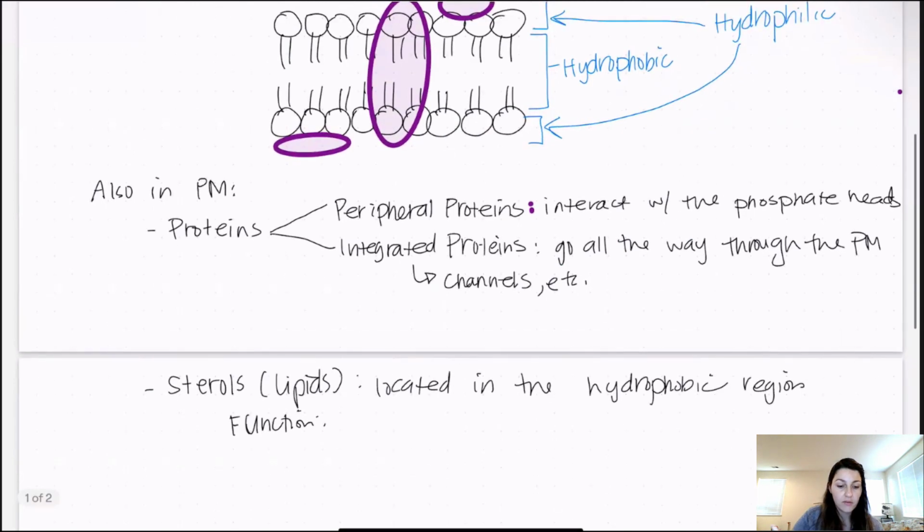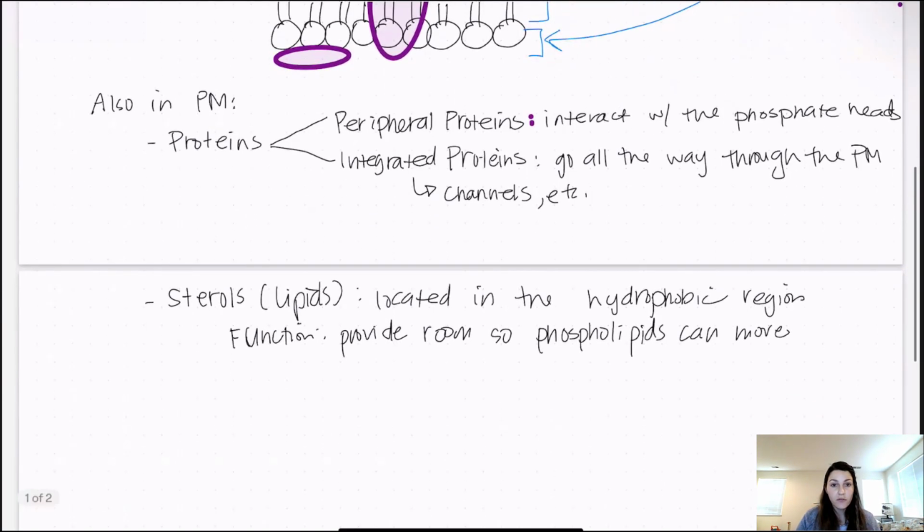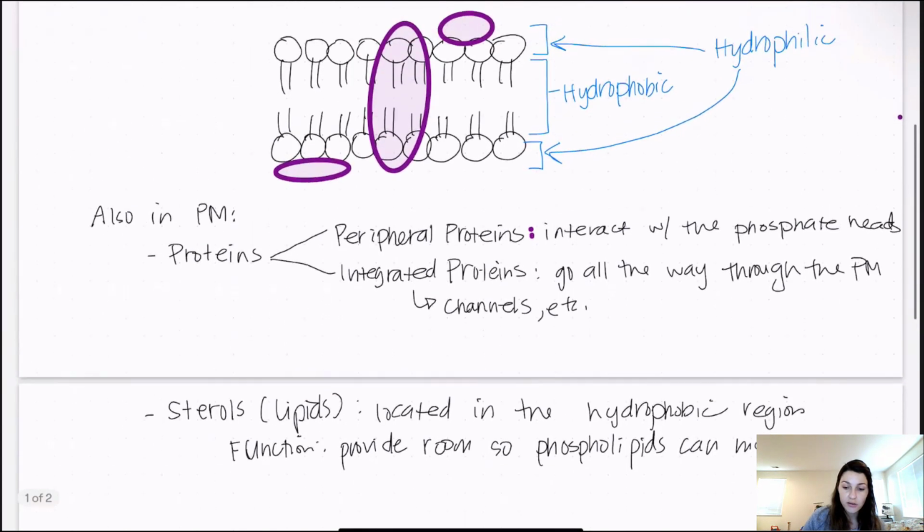So a little bit of recall from previous lectures. These fatty acid tails here, those are unsaturated, which means that at room temperature, they're like oil, right? They're liquid at room temperature. So we need some space for molecules to be able to pass through the plasma membrane if needed. We need space, and that's what sterols do, they create that space. They provide room so phospholipids can move. And they need to move so that molecules can pass through.